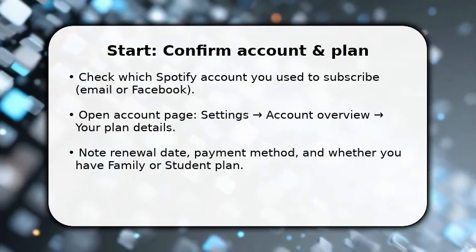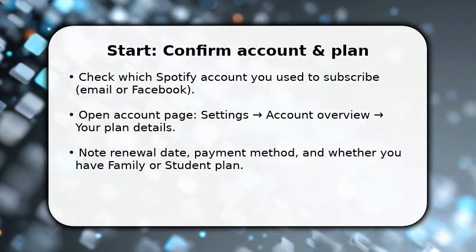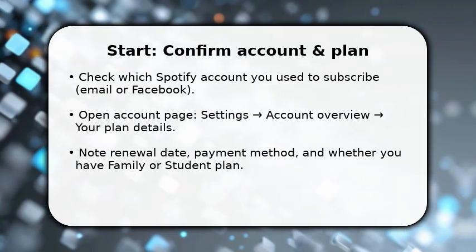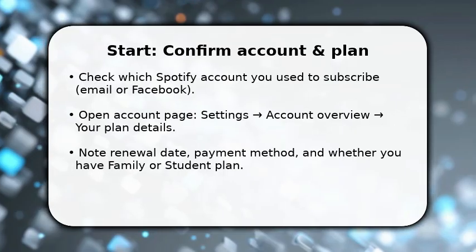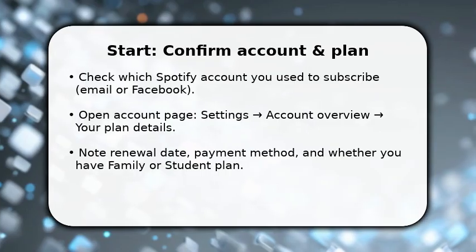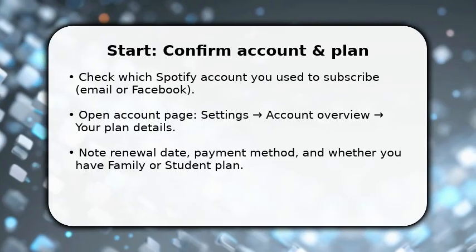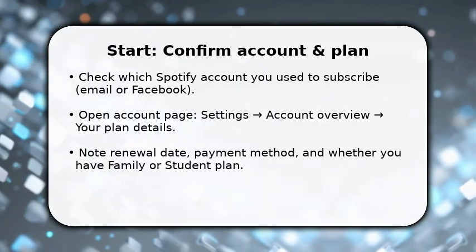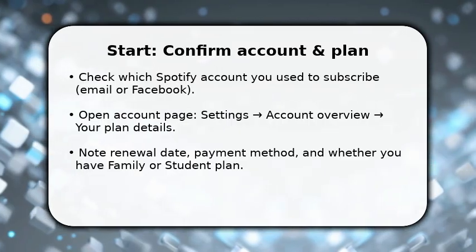You start by confirming the exact account that holds the subscription. This avoids canceling the wrong profile. Once logged into your account at Spotify.com, make sure you see your plan details and the renewal date so you know what to expect. If you're on a family, duo, or student plan, check who manages it because only the plan owner can cancel. Now that you have the plan type and payment method noted, you're ready to move to the subscription cancellation screen.